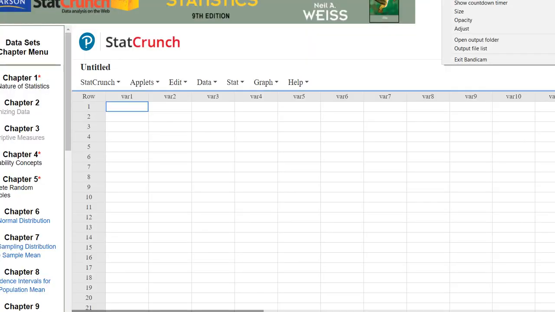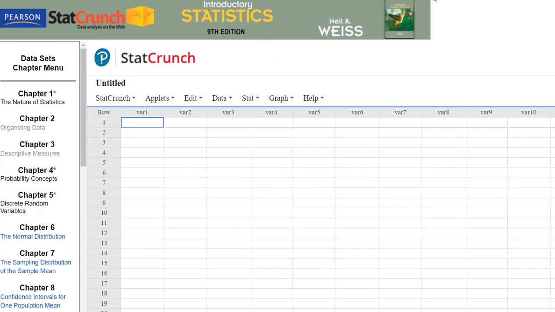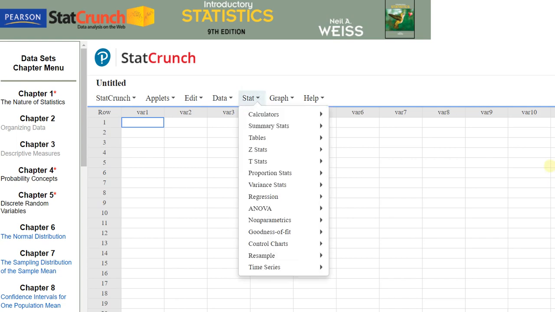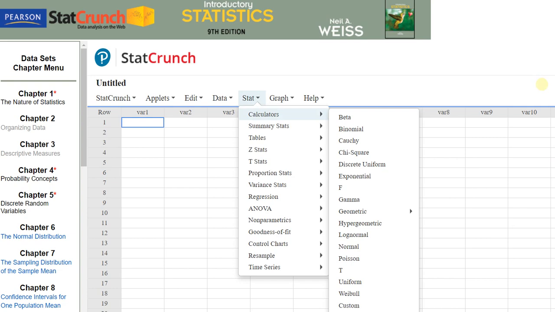Okay, so I'm actually in StatCrunch now and showing you. Remember, how to get to StatCrunch is through MyMathLab. And I want to show you this probability. So in order to do this, I'm going to go to Stat, and then Calculators. Now here we have a good list of well-known probability distributions. The one we're working with is actually the binomial, right? So I'm going to click on the binomial.